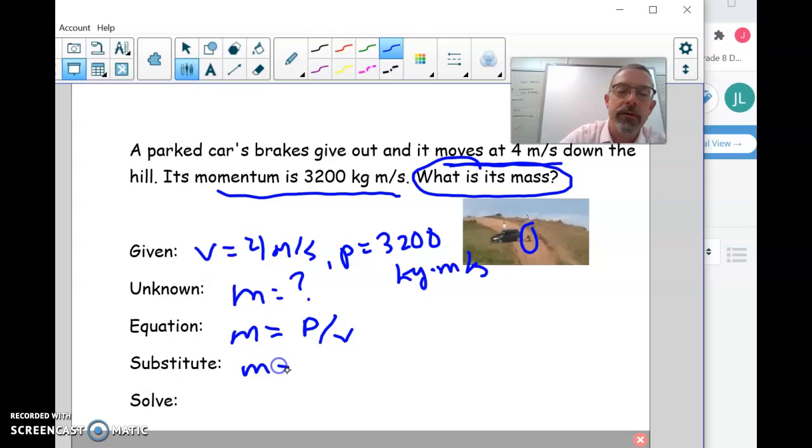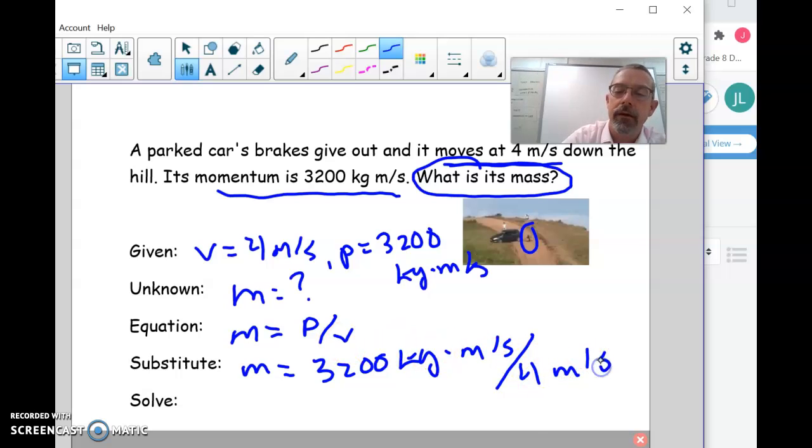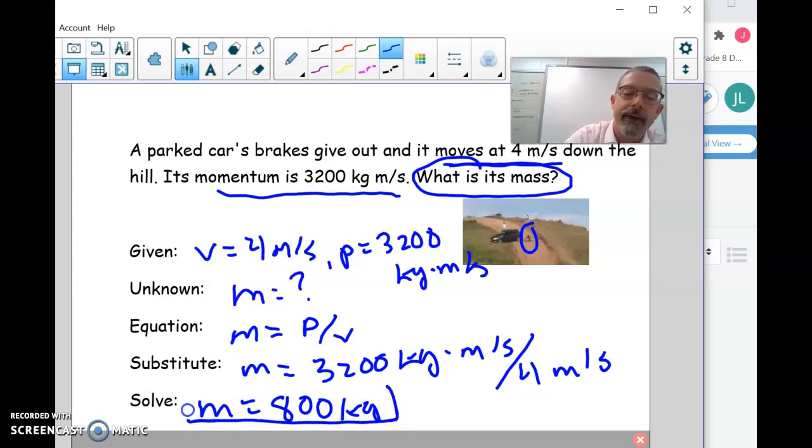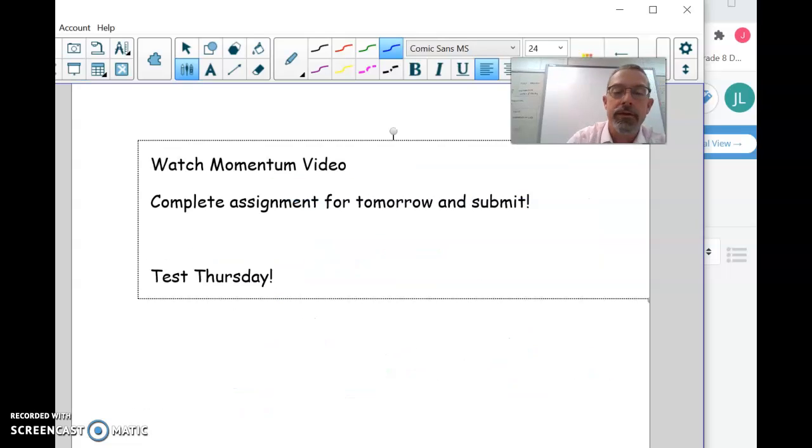So I substitute in: mass equals a momentum of 3,200 kilogram meters per second divided by my velocity of 4 meters per second. And looky here, the mass of that car, 3,200 divided by 4, that car has a mass of 800 kilograms. Lickety split. All good.